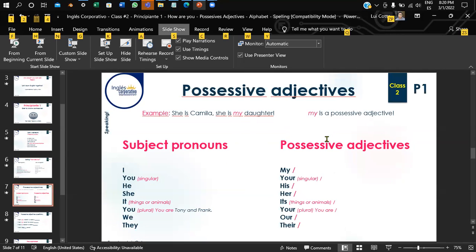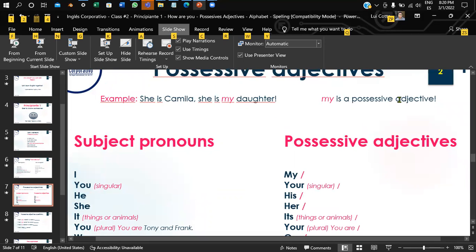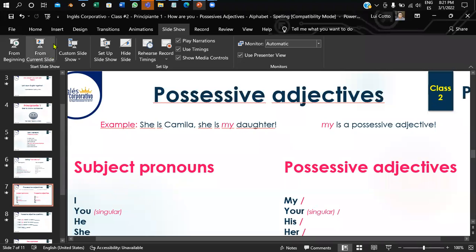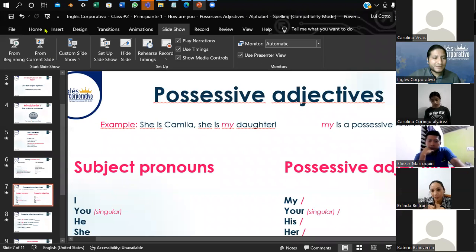Next, my is a possessive adjective. And you might be wondering, ustedes estarán preguntando, what is a possessive adjective? Okay, my, can you read that part, please? And let's see, Sarai Abarca. My is a possessive adjective. Okay. A possessive. Try. Trate. Possessive adjective.